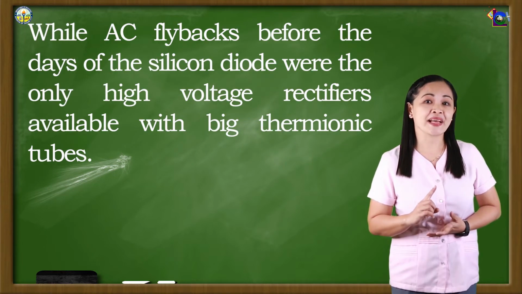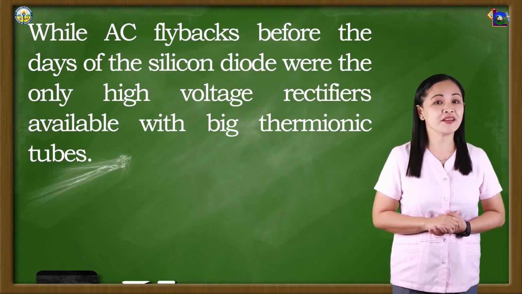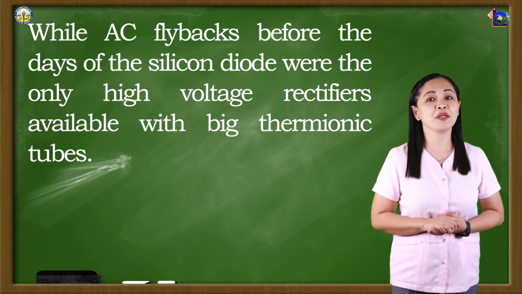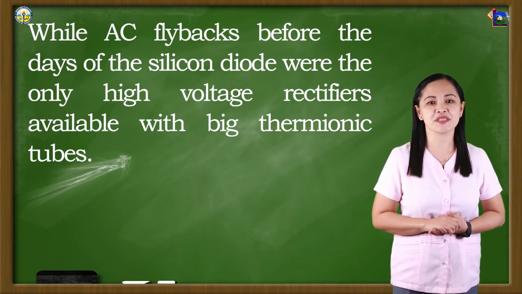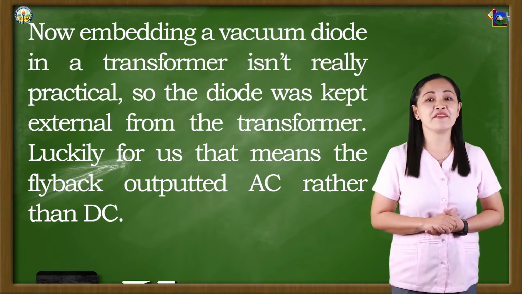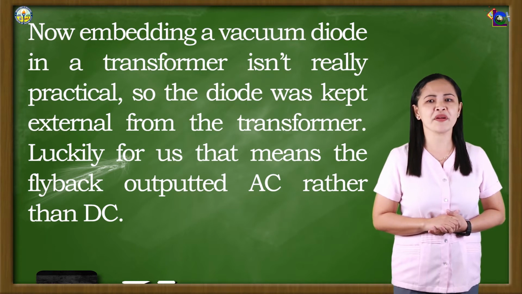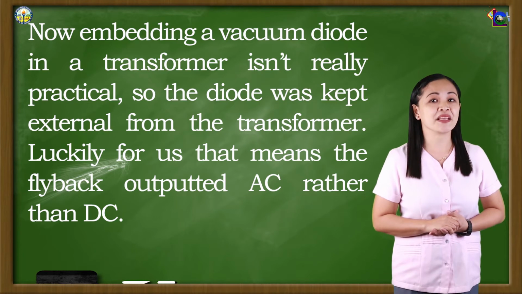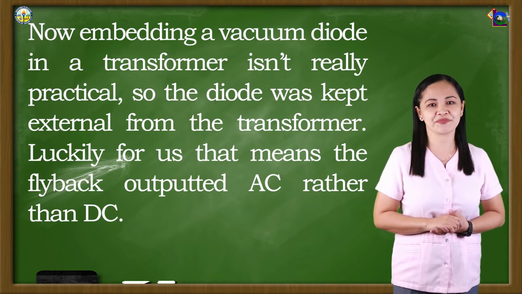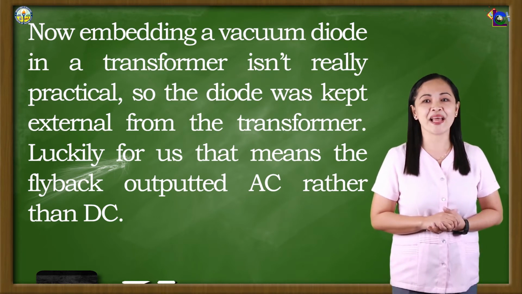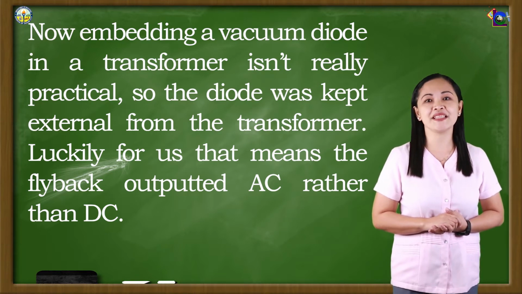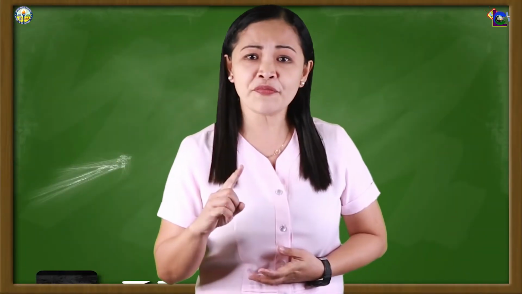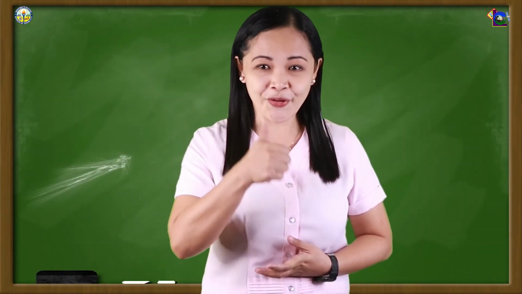While AC flybacks, before the days of the silicon diode, were the only high voltage rectifiers available with big thermionic tubes. Now, embedding a vacuum diode in a transformer isn't really practical. So, the diode was kept external from the transformer. Luckily for us, that means the flyback outputted AC rather than DC. Did you follow, class? Good!